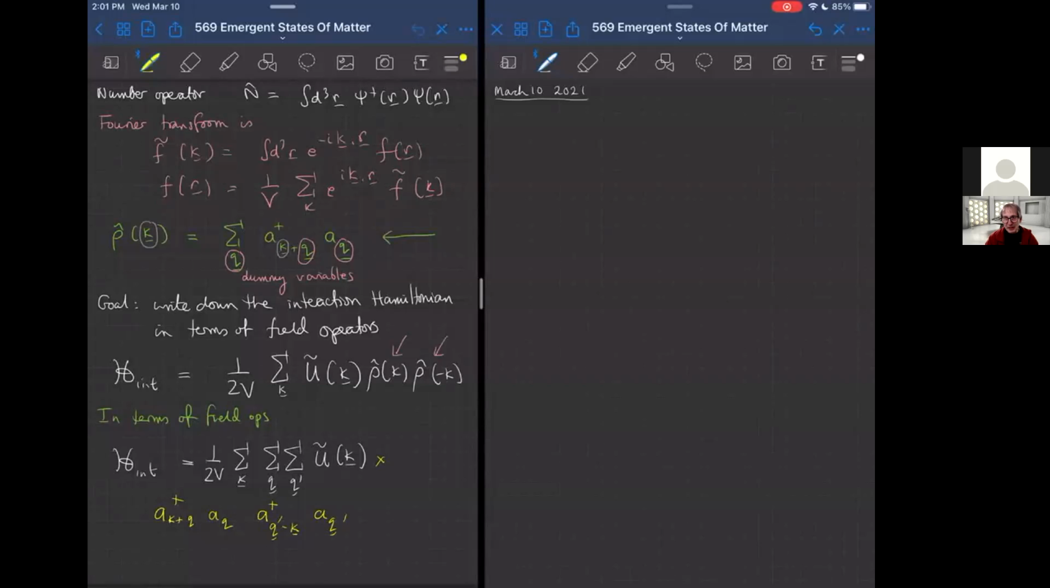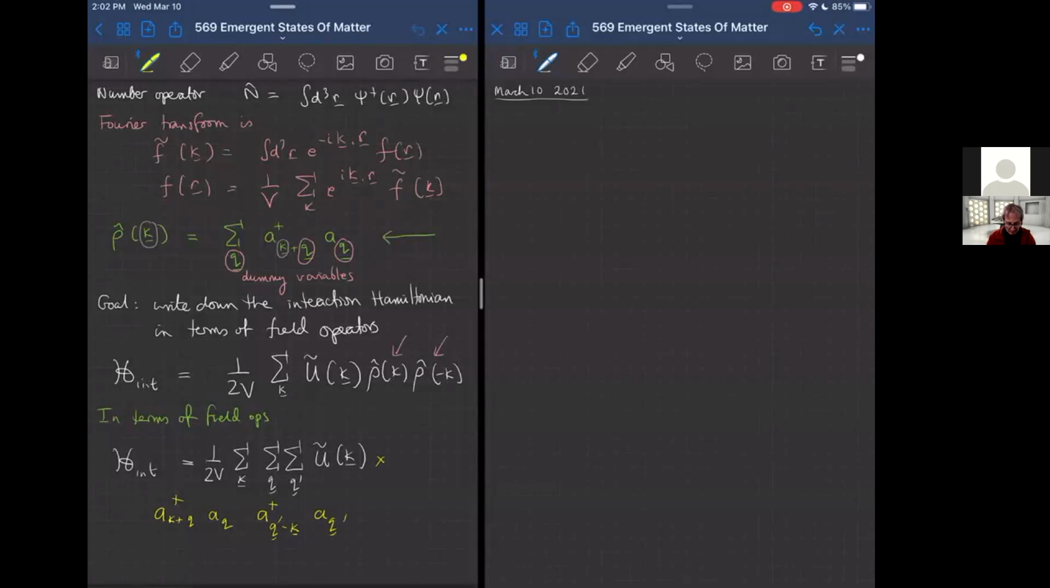Okay, good afternoon. This is Emergent States of Matter, written down here on the live transcript as Emotional States of Matter. That's a pretty interesting name for a course in the Department of Physics, but there we go.